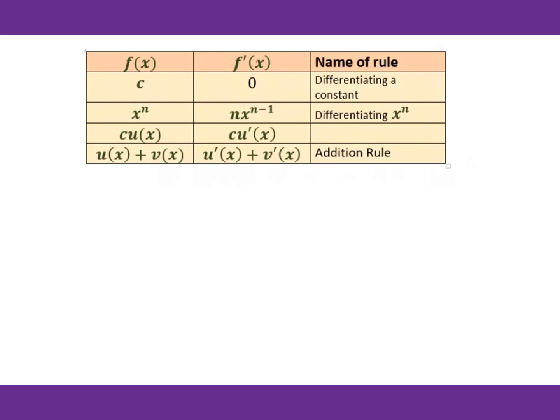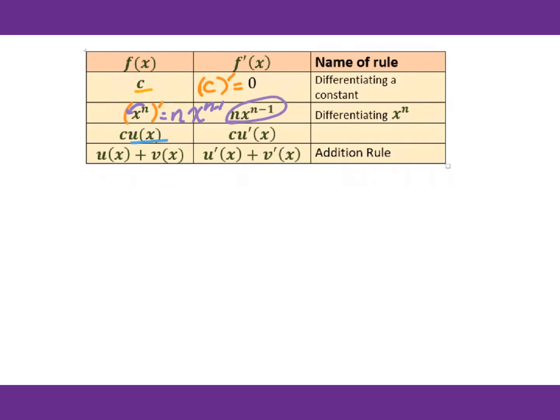Here's the formula. If you have a constant number, then the derivative equals 0. When you take the derivative of x to the nth power, remember the rule: drop down the n, then n minus 1. So you will get this.